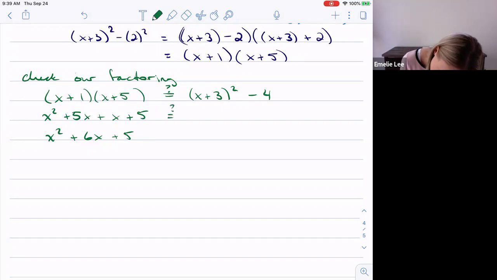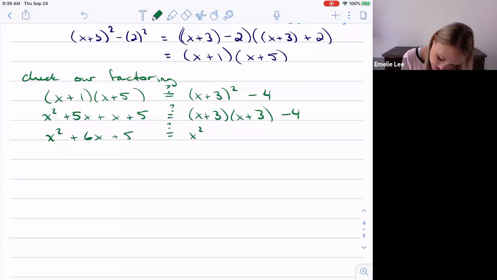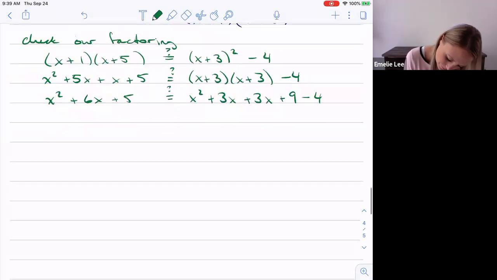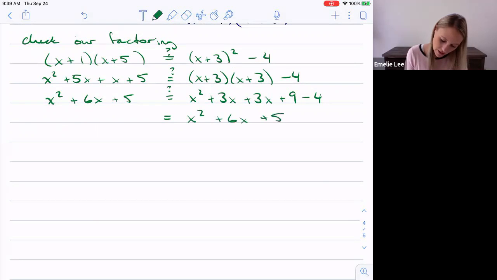So does it equal x plus 3 times x plus 3 minus 4? X times x is x squared, plus 3x plus 3x plus 9 minus 4. So it does equal x squared plus 6x plus 5. Woohoo! So this confirms that our factoring was correct.